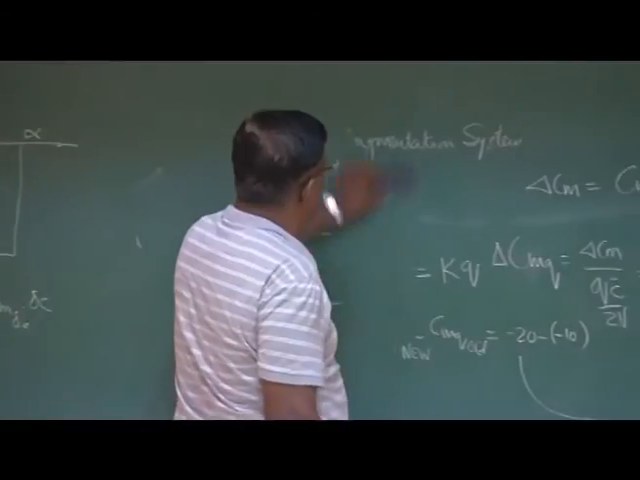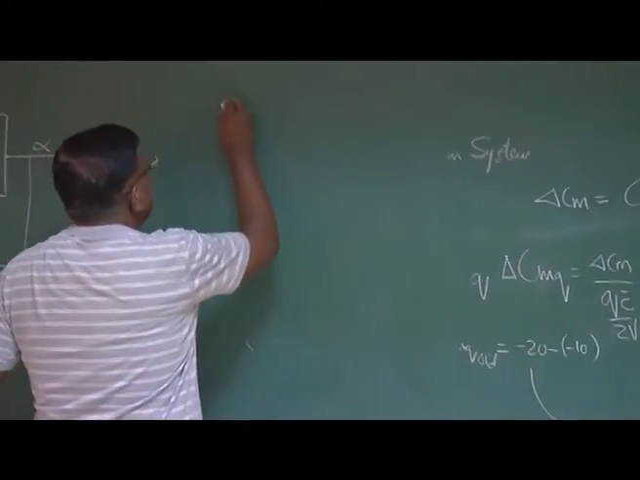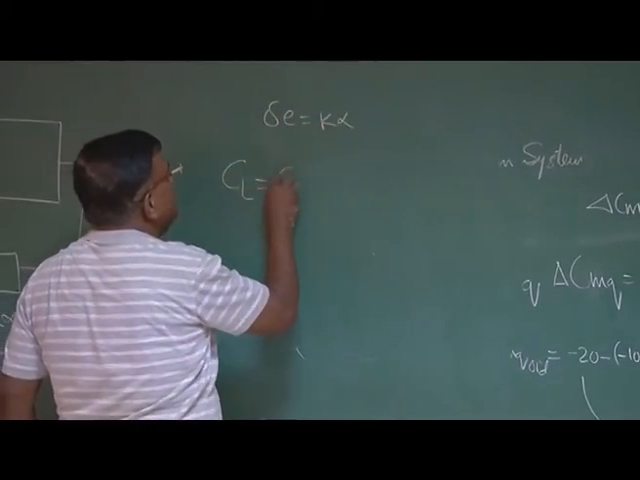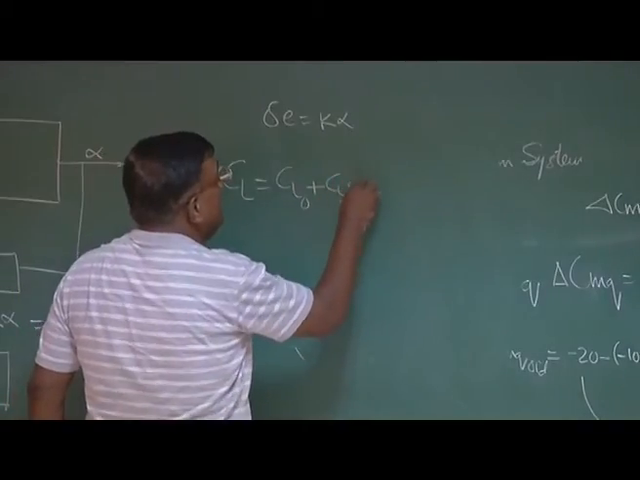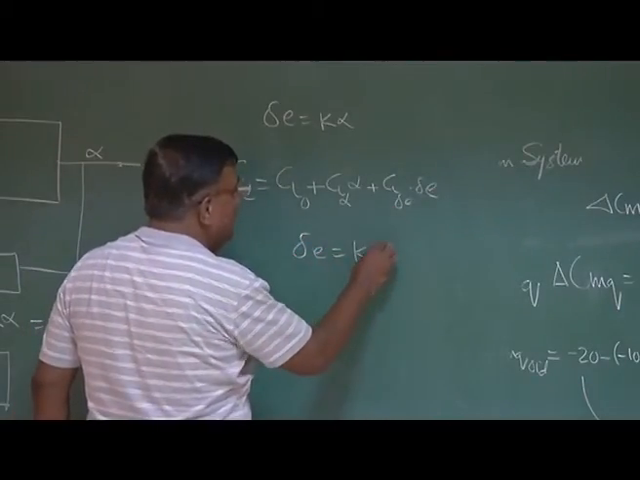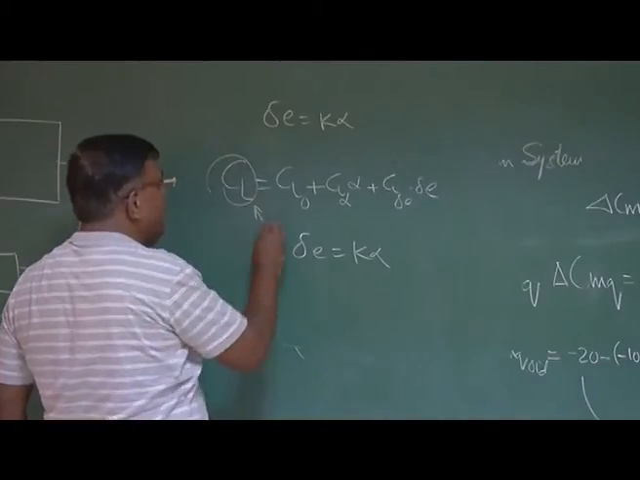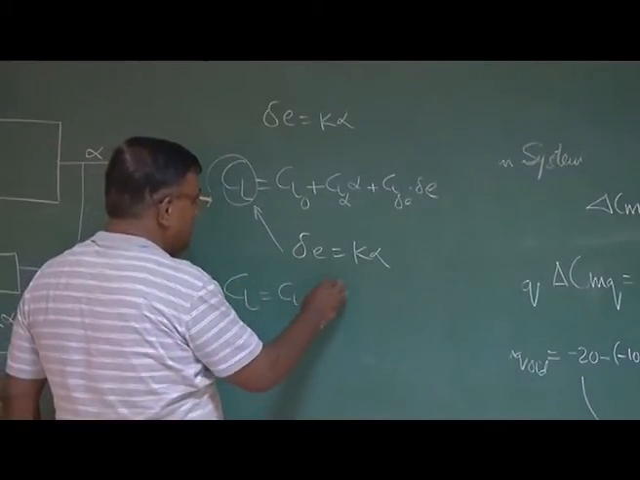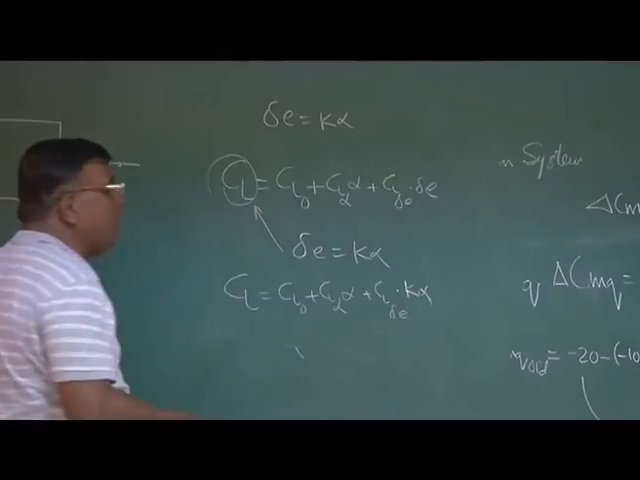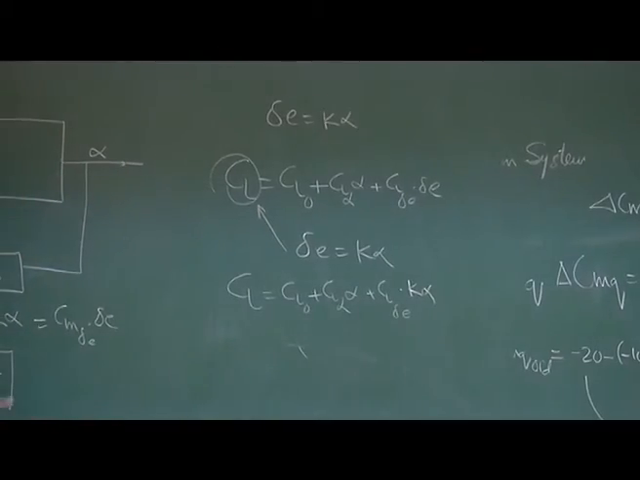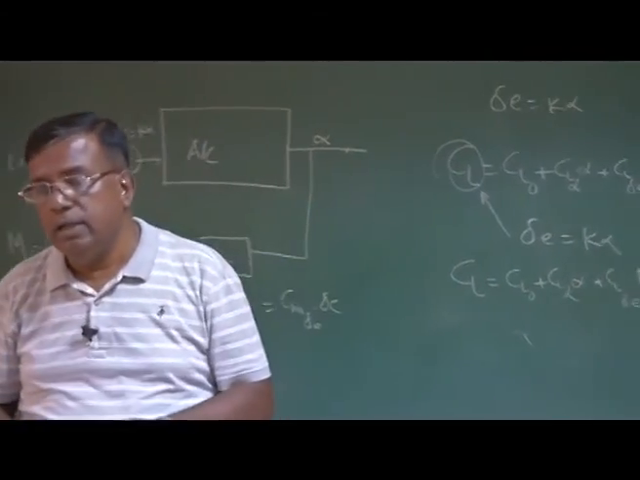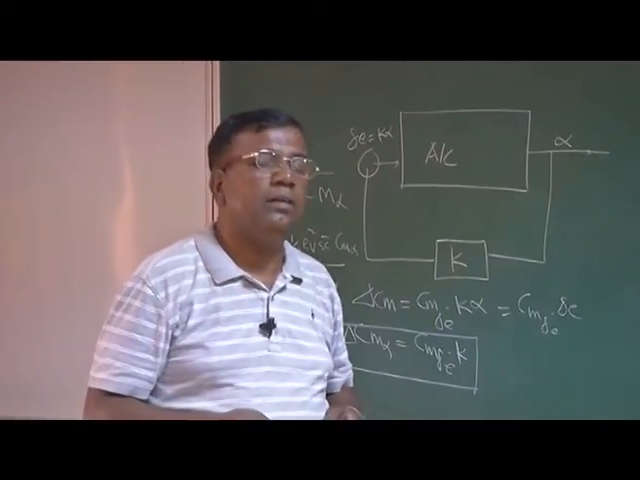But all these things are fine, but do not forget that the moment I am using delta E equal to K alpha, please understand, if you see the CL equation, that is CL naught plus CL alpha into alpha plus CL delta E into delta E, and delta E equal to K alpha, so your CL also gets modified. Now CL becomes CL naught plus CL alpha into alpha plus CL delta E into K alpha. So your CL also gets modified because of this additional term. So you have to be careful and make a total optimized algorithm to see that the final requirements are not disturbed much.